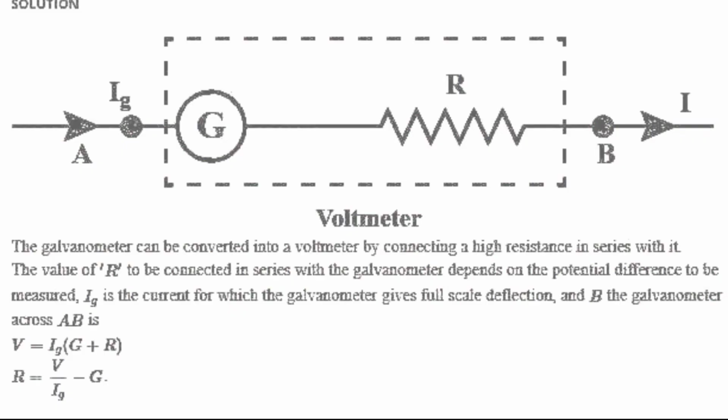So for the conversion, we connect a galvanometer and the resistance in series, and a current is flowing through it. The same current flows through both the devices, and we can calculate the potential difference between the two ends of the circuit. After doing the respective calculations, we get the final expression for the resistance R, and this value is needed for the conversion of the galvanometer into the voltmeter.